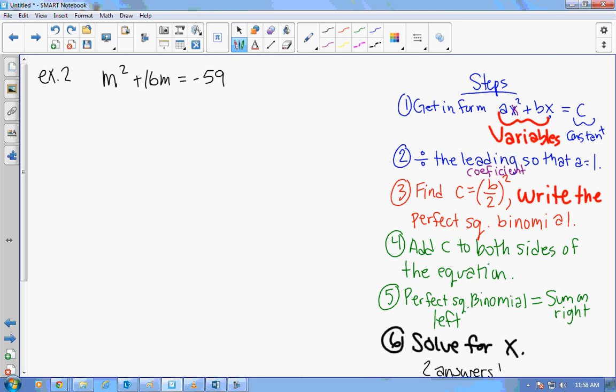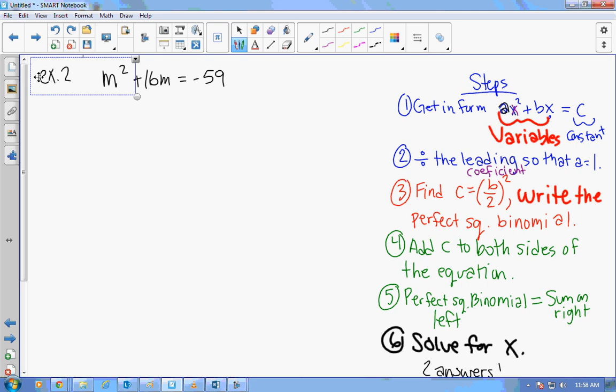Is it already ready to go, or do we need to move something like we had to move on the last problem? What? It's good. We have the m's on the left and the constants on the right, correct? So we don't have to do that. Step 2, divide the leading coefficient away, so that a equals 1. A is the coefficient of the x squared, or the m squared. What's m squared's coefficient? 1. So it already is 1. We don't need to worry about that.